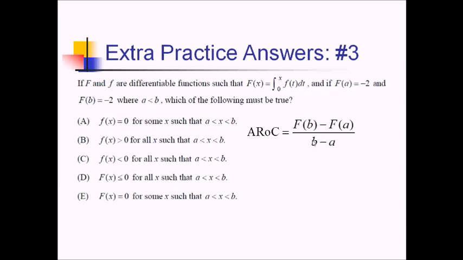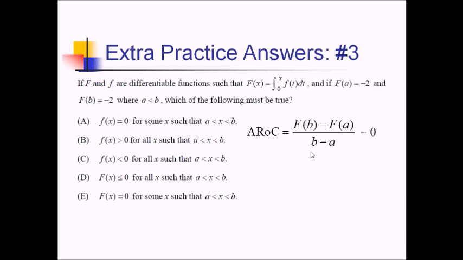Now we don't know what B and A are. However, we do know that big F of A and big F of B are both negative 2. It's the same number. You're subtracting a number from itself, so this is going to be 0 in the numerator. We know the denominator is not 0. They said here that A was less than B. I mean, at the very least, they're not the same number. So this is going to be 0 over not 0, which comes out to 0.